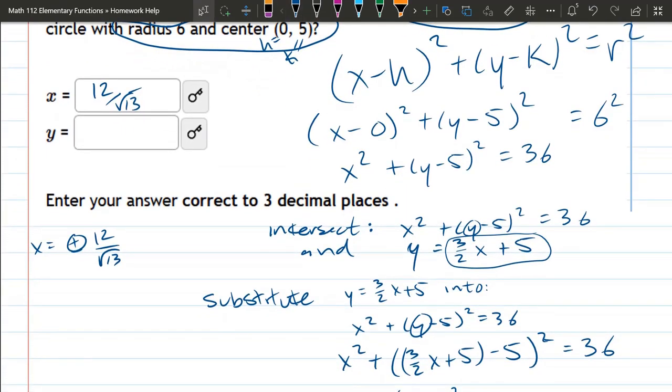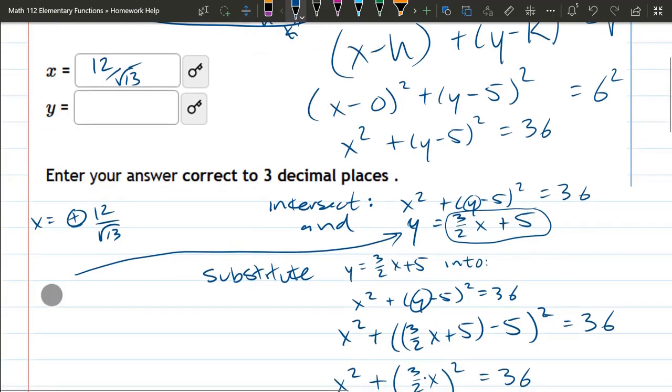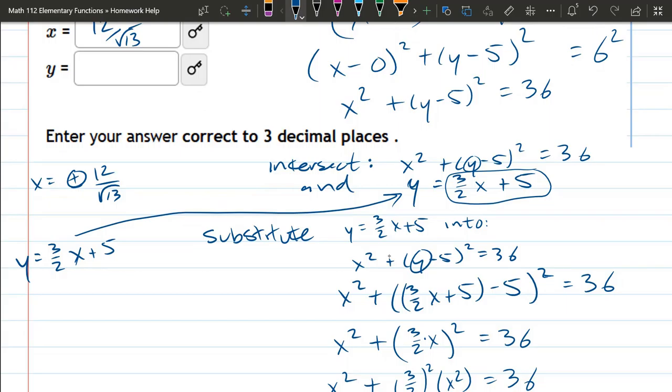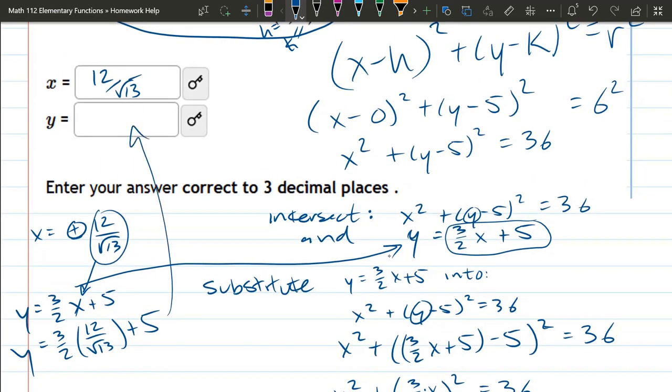So how do you get the y value? Well, we're going to go back. We're going to use the easier equation, obviously. We don't want to work harder than we need to work. So just write the equation out. Also, if you use the harder equation, you're going to get a plus or minus, and again, you'll have to take the positive one to get in the first quadrant. So we're just going to pick the easier equation. Now, what x value do we plug in? Oh, we plug in this one right here: 3/2 times 12 over root 13 plus 5. You can reduce this, and you may need to turn it into a decimal, and that's going to go right in there.